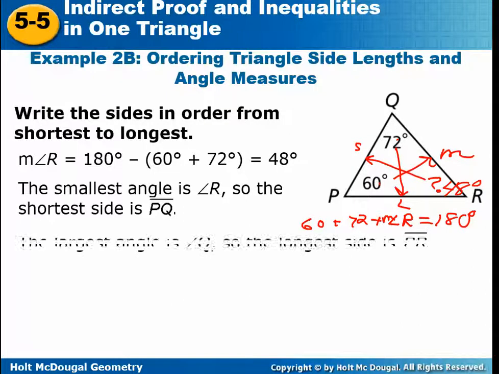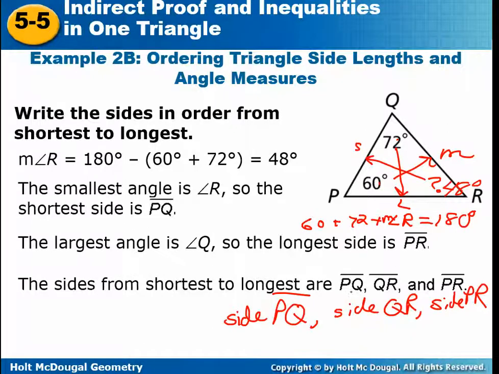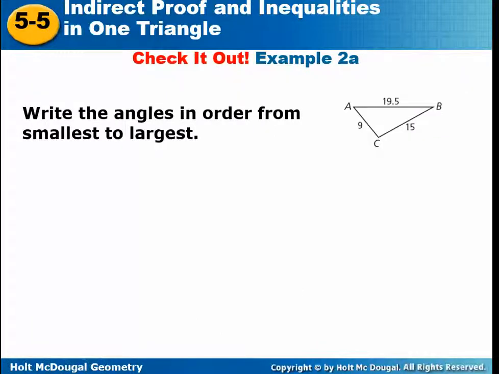So written in order, we are going to write P, let's see, the smallest one is PQ. You have to write PQ with two capital letters. And since on your keyboard it's hard to put that segment symbol on top, you might just write side PQ, and then the next one would be side QR, and then the biggest one was side PR. If you're writing it by hand, then you can put them this way: PQ, QR, and PR. So those aren't bad at all.